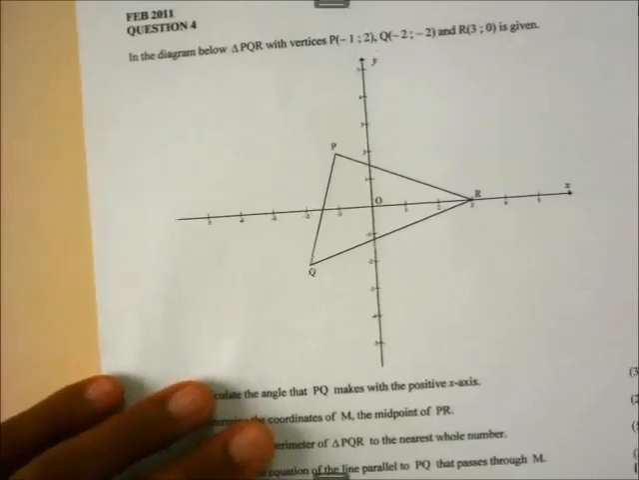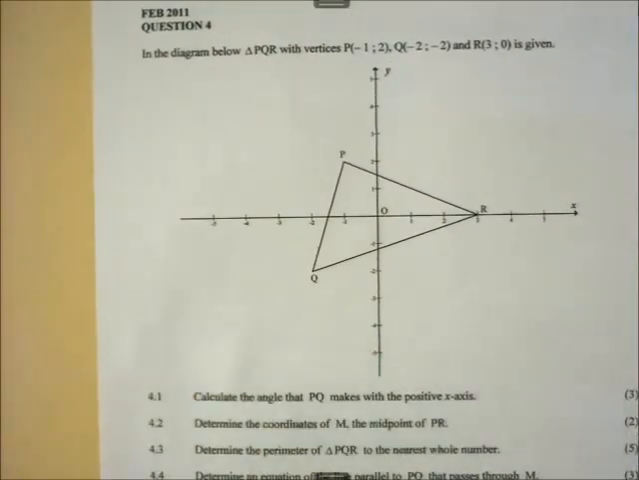Right, we have question 4. This, of course, was February 2011. They are saying here in the diagram below, triangle PQR with the vertices P, Q as well as R is given.